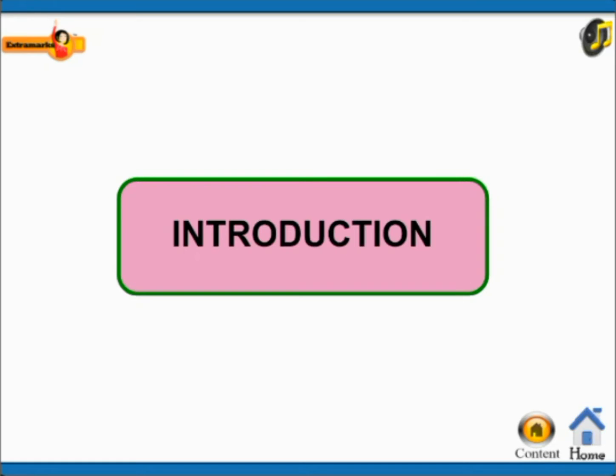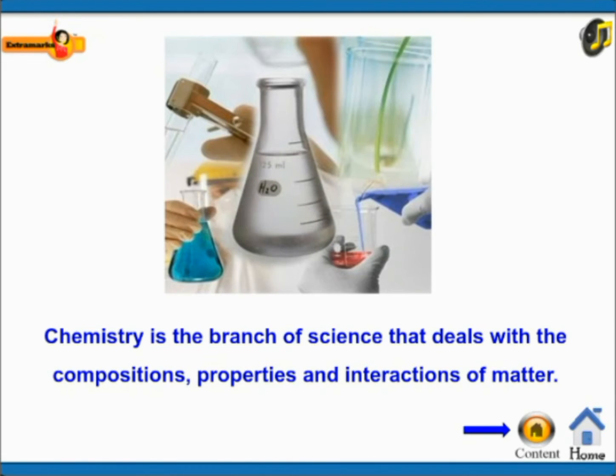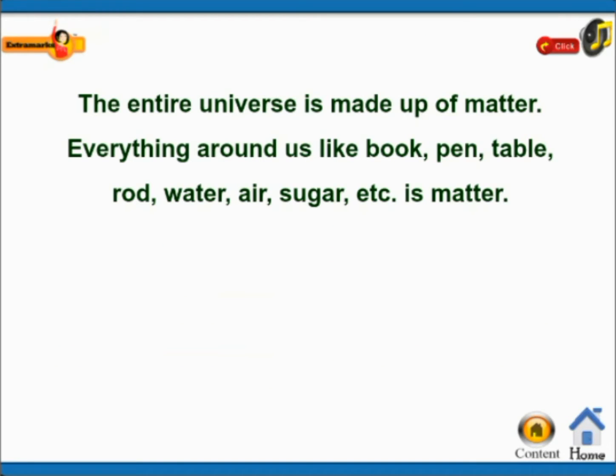An introduction. Chemistry is the branch of science that deals with the composition, various properties and interactions of matter. The entire universe is made up of matter. Everything around us, like book, pen, table, rod, water, air, sugar, etc., is matter.